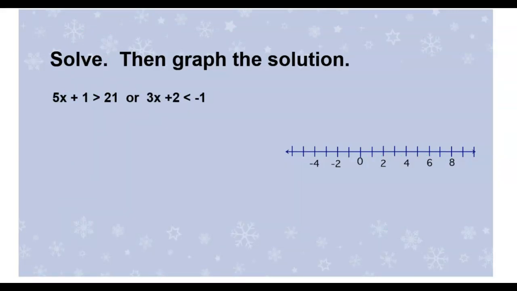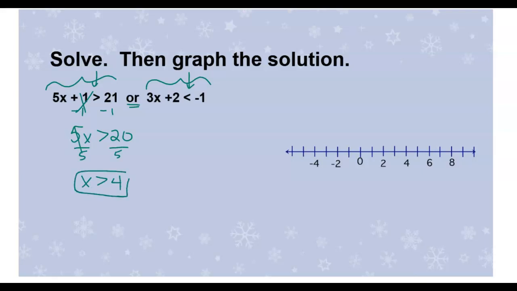Here we have to solve and graph again, so please hit pause and try to do so. We have two inequalities separated with an "or." That makes this a compound inequality. I want to know where it's true for this inequality or where it's true for this inequality. All right, so let's subtract 1, divide by 5. So x is greater than 4.